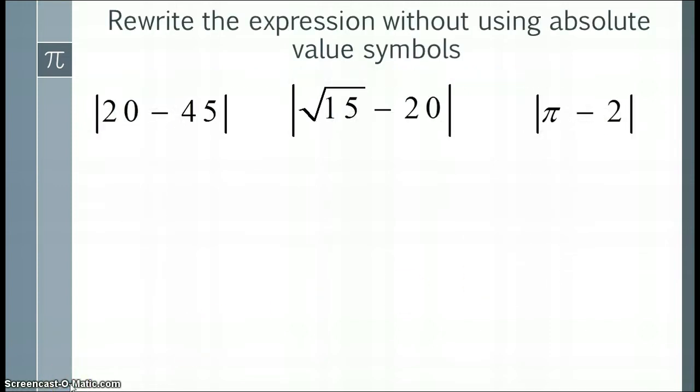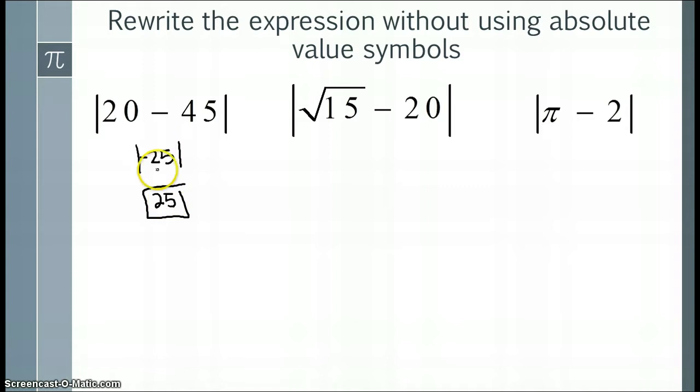If I want to rewrite some of my distance formulas without having to use absolute values, we just need to pay a little bit of attention. If I do 20 minus 45, that gives me negative 25, right? So inside my absolute values, that would be negative 25. If I want to get the same value that I'm supposed to, which is 25, I just need to pay attention to which number is bigger.